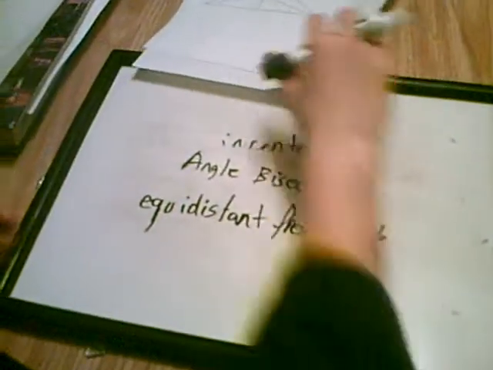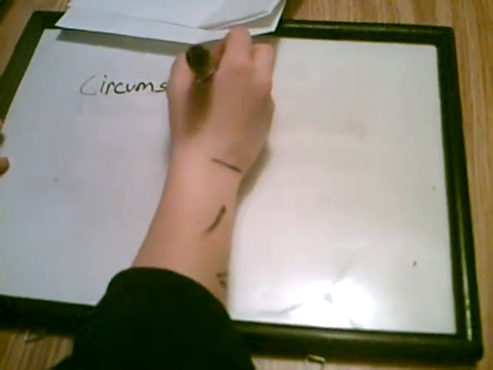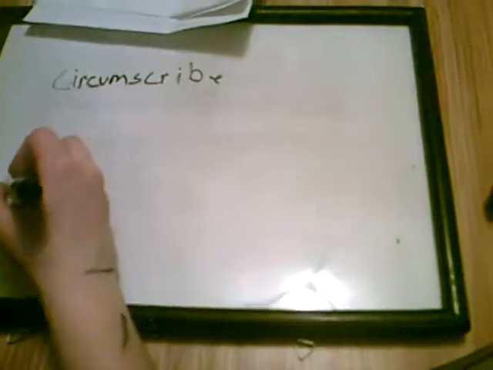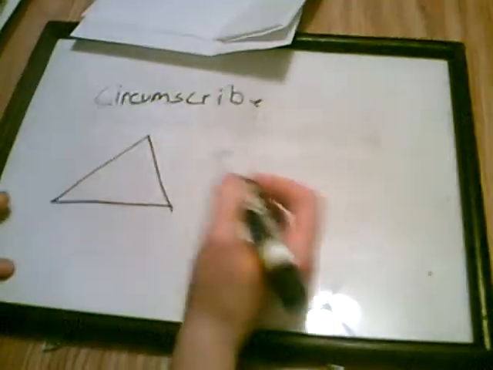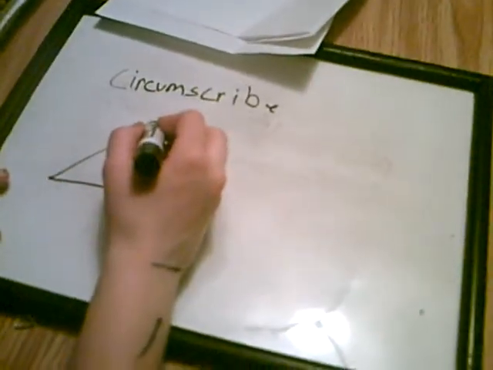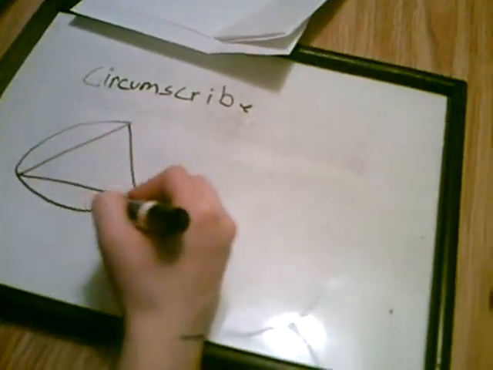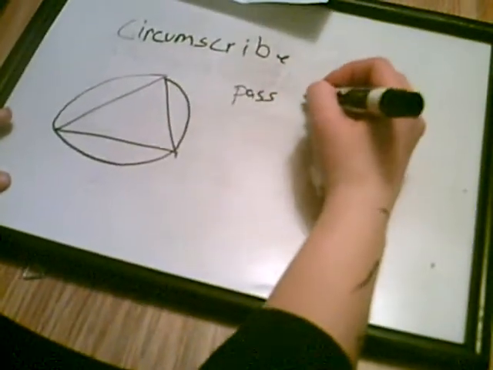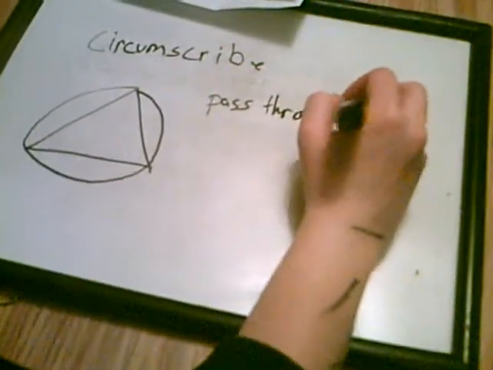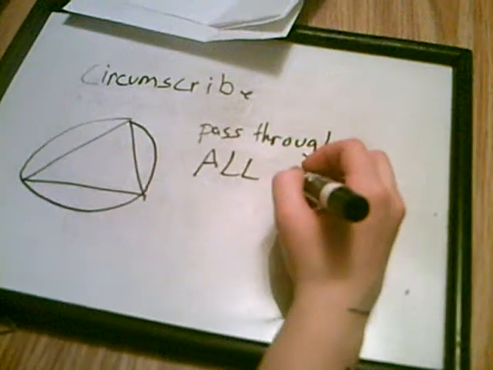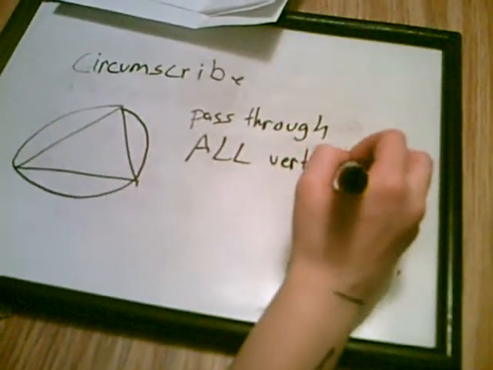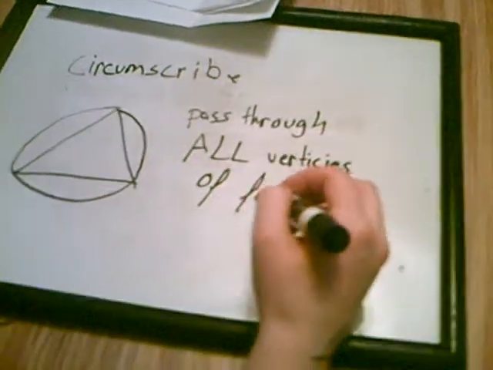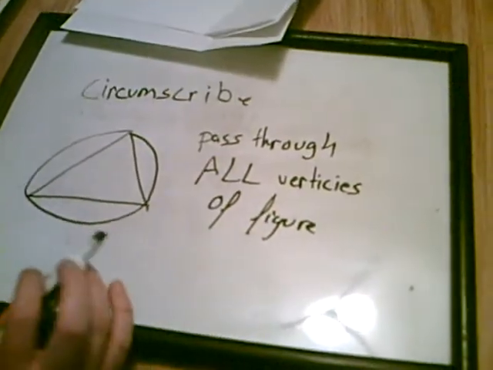Okay, I think we're done with the pictures for a little bit. Now, if you circumscribe something, say I want to circumscribe a triangle. This isn't going to work very well because I'm not constructing it, but okay, very rough. What it's going to do, it has to pass through all points, or all vertices rather, vertices of the figure. All the time, every time.